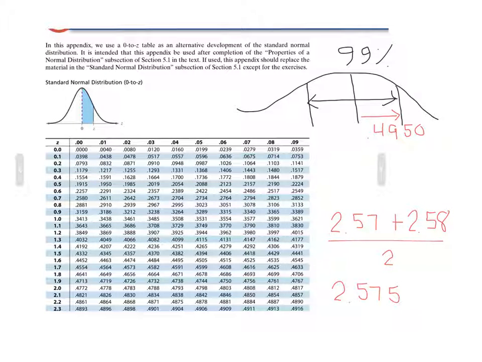It tells us that that's how many standard deviations we need to go out from the center of the normal curve in order to capture the middle 99%.